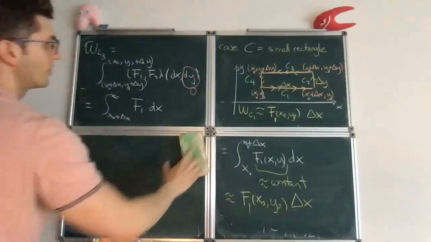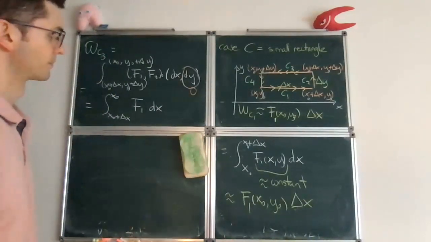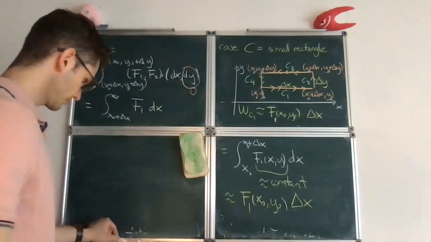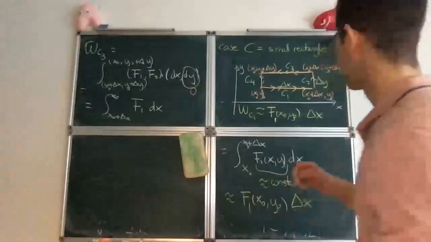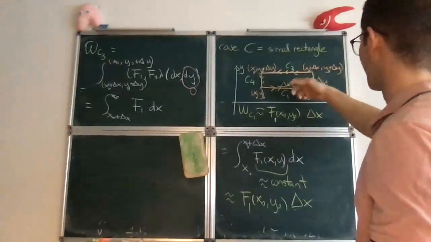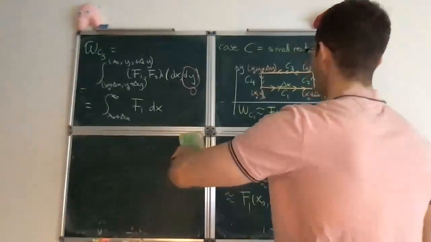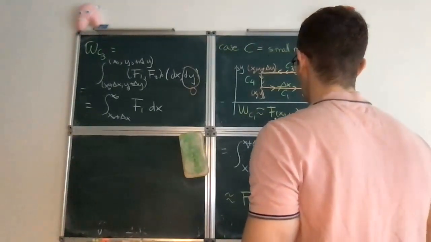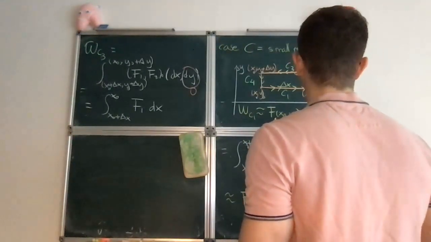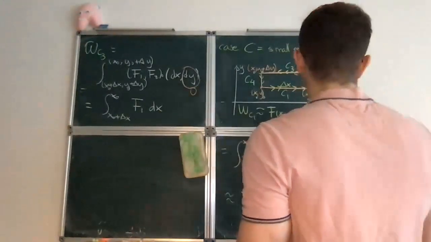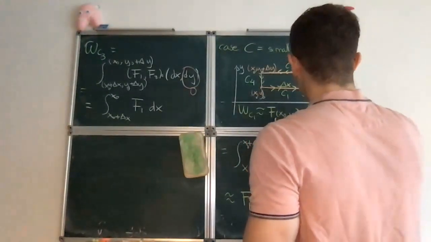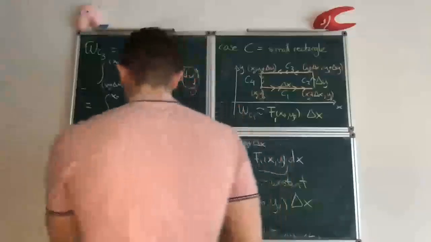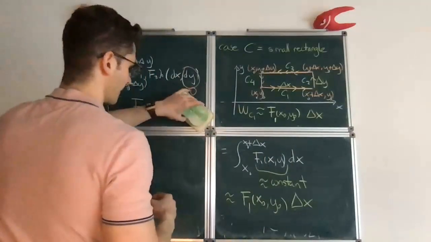And again, I'll do the horrible thing of saying that this is approximately constant f1. So I will approximate it by the value at one of the endpoints. Let's approximate it with the initial endpoint every time. So let me approximate it with this one.